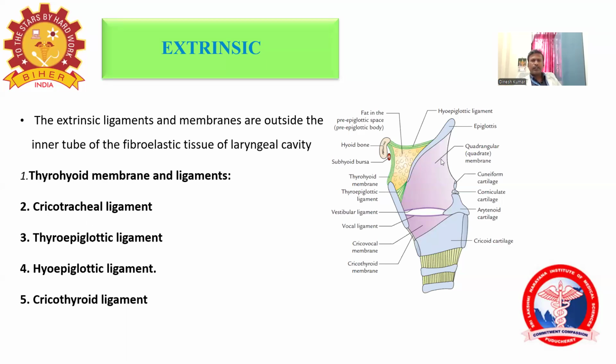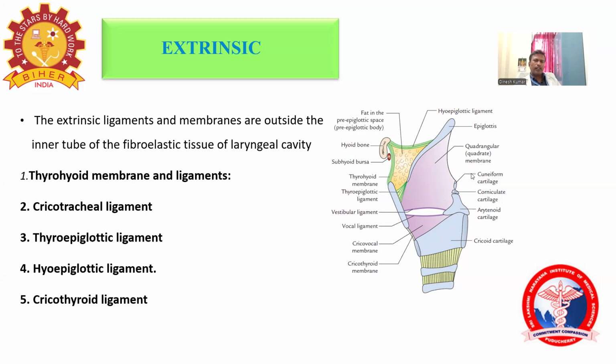See, this image is a lateral view. Here is the hyoepiglottic ligament. Here is the hyoid bone, and here the subhyoid bursa and thyrohyoid membrane. See, this is the thyrohyoid membrane. Here is the thyroepiglottic ligament. See, this is the thyroepiglottic ligament. This is the epiglottis.